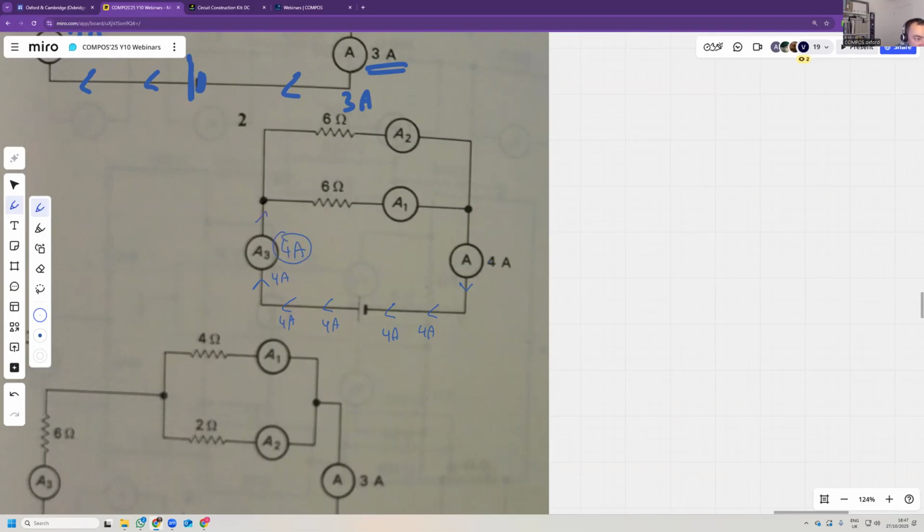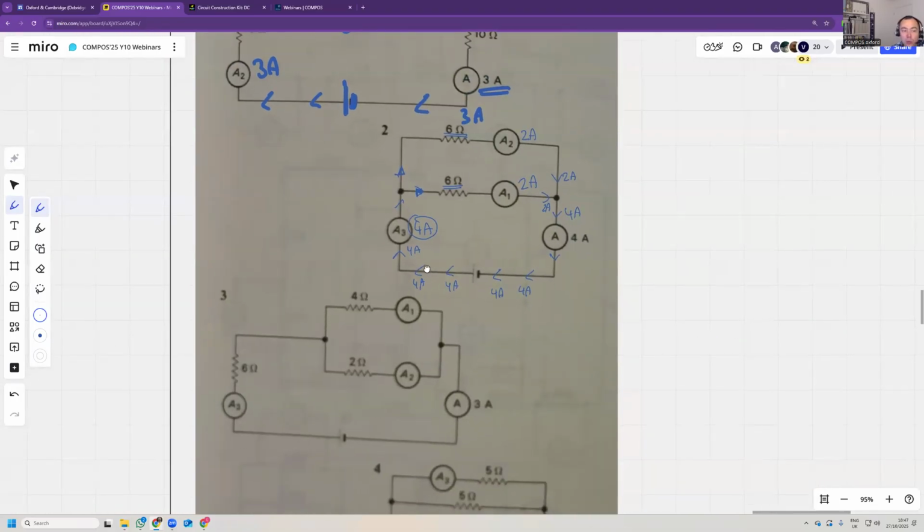Now, something interesting happens here. At a junction, the current splits. Some of it goes here, and some of it goes here. But look, the resistors are identical, so the current is equally likely to go one way or another. Therefore, you have 2 amps here and 2 amps here. Once the 2 amp currents join up, they become 4 amps and the cycle repeats.